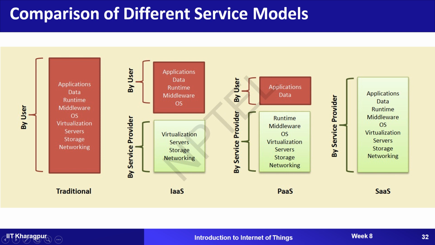Now this figure is showing the comparison of different service models. In case of your traditional model, all these things are maintained by users only. Application, data, runtime, middleware, operating system, virtualization, server, storage, networking, all these things are maintained or used by the user only. However, in case of your infrastructure as a service, the service providers will provide the users with virtualization, server, storage and networking. However, your user is going to maintain only application, data, runtime, middleware and operating system.